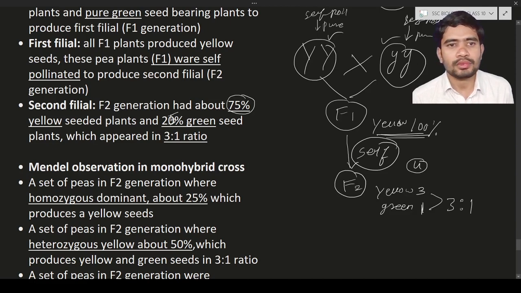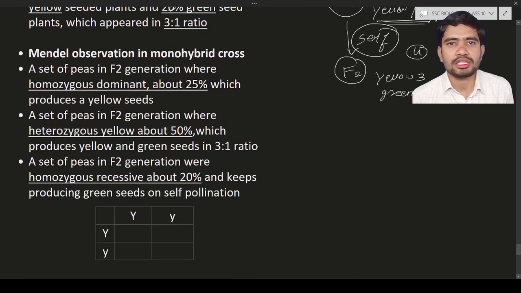Next, Mendel's observations in the monohybrid cross. What did he observe in this monohybrid cross? He observed that in a set of F2 generations, the homozygous dominant is 25 percent.